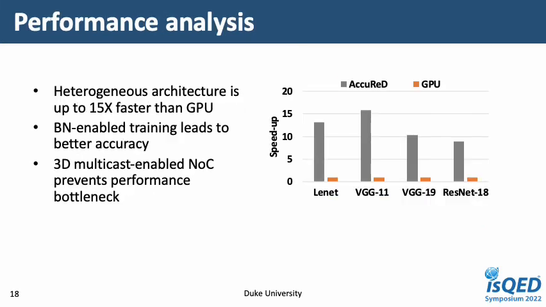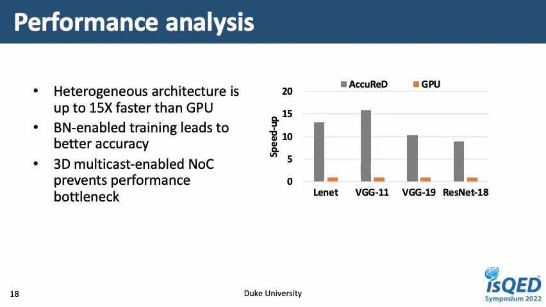And here I'm showing some performance results of our architecture, which we call accurate, and compare it with a traditional GPU based training. So here accurate is our heterogeneous architecture, which has both the ReRAM and the GPU. And as we can see here, the accurate architecture achieves 15x speed up compared to the GPU.